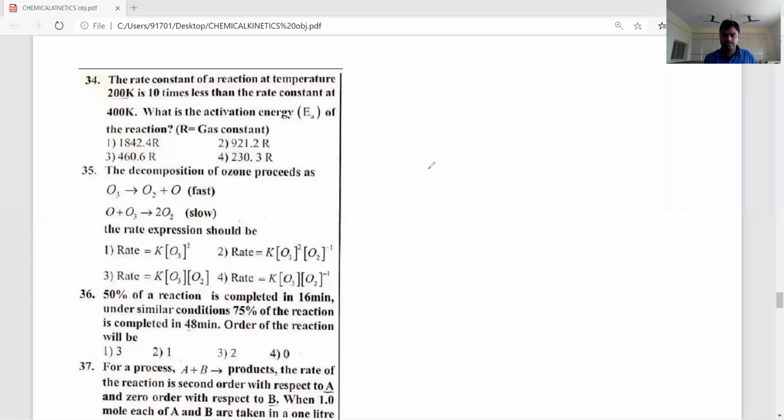Question 35. What is the rate expression of this reaction? See, the rate determining step, we know, is the slow step. It is very clear. So which is the slow step among these? O plus O3 converted into 2 O2 is the slow step. That's why it is the rate determining step.